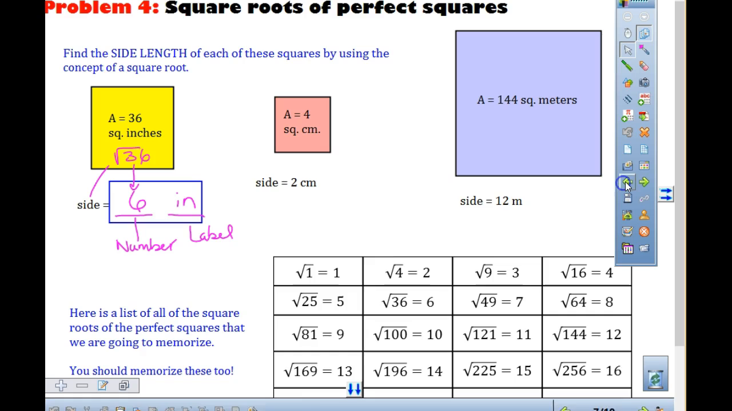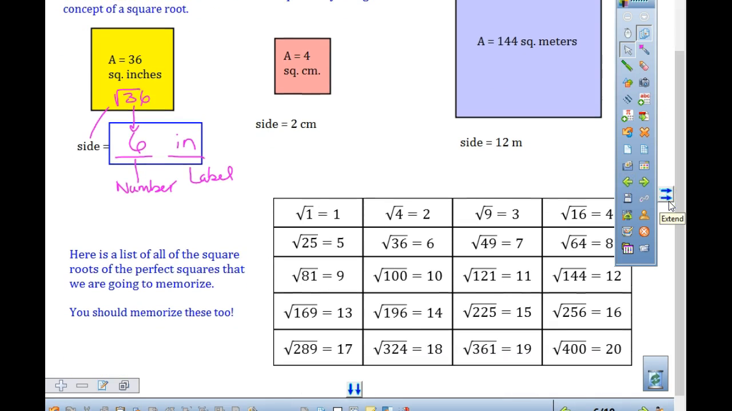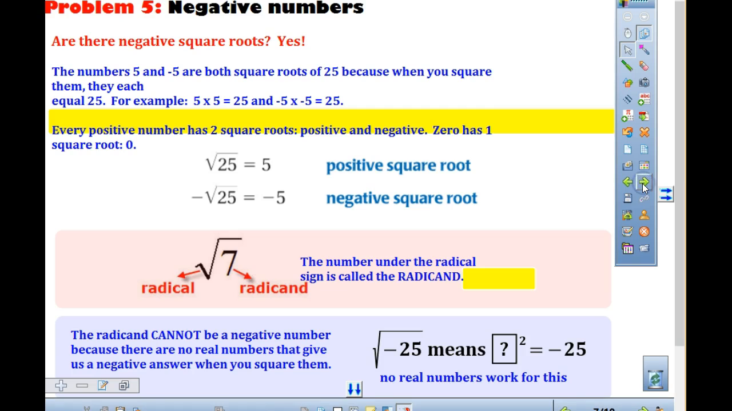So again, when you memorize, it says here, here's a list of the square roots with the perfect squares you're going to memorize. So you need to be able to memorize it backwards and forwards, right? So you need to know the square root of 64 is 8. You need to know that 10 squared is 100. You need to know 11 squared is 121, square root of 121 is 11. Okay, so you need to know it backwards and forwards when you are learning.